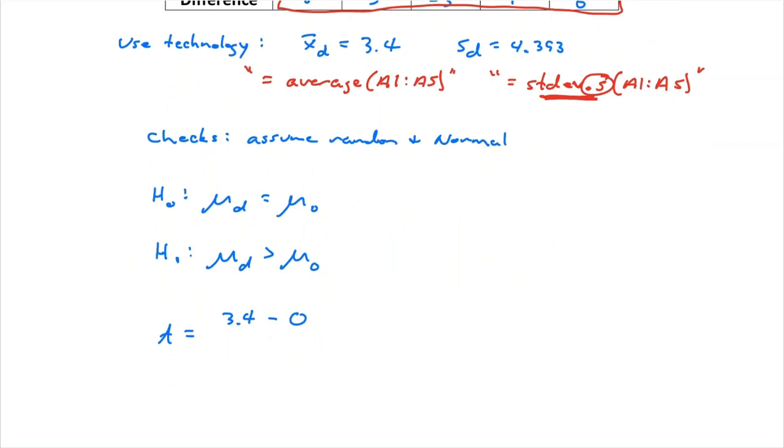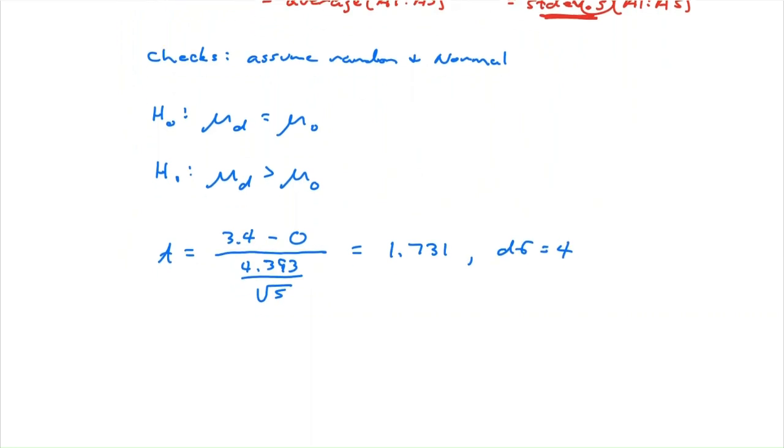Again, we're assuming 0 here for mu0, divided by the standard deviation of 4.393, divided by the square root of 5, which is the sample size. That gives us a t-value of 1.731. Our df is 4, 5 minus 1. And so again, using the table, we would have p between 5% and 10%.